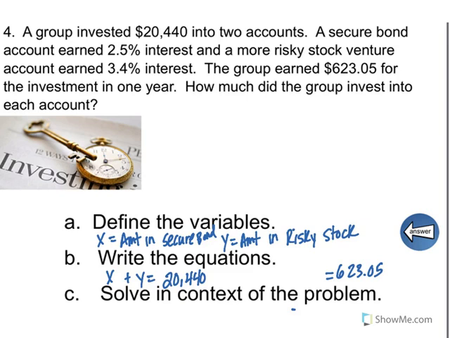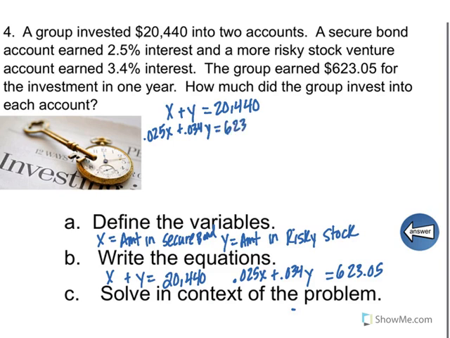The second one would have to do with the interest rates. So 0.025x plus 0.034y is equal to 623.05. Now because both of these are in standard form, the method that I would use to solve these would be elimination. It would be a little bit easier for us than if we were to use substitution, and a lot easier for us if we were to use graphing, because it's going to be really difficult to graph the slope with decimals.